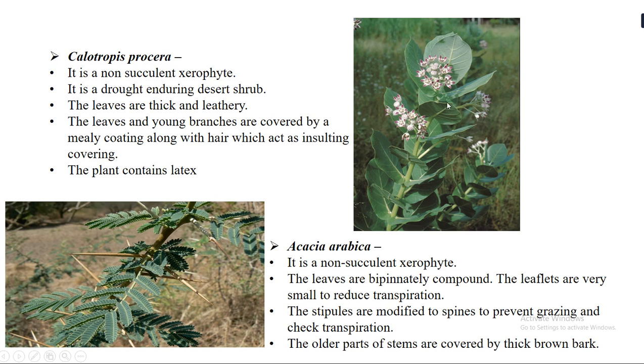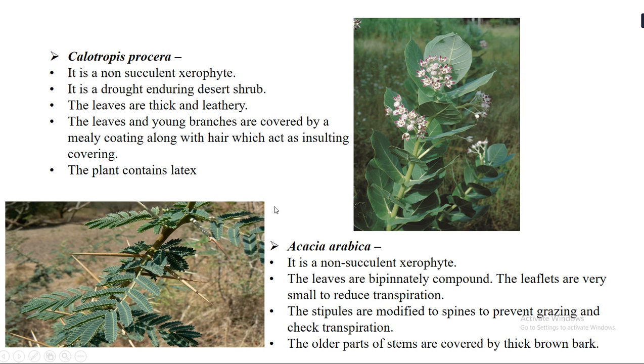And the leaves and the young branches are covered by a mealy coating. What is mealy coating? It is a waxy coating, and it also has tiny hair. The leaf and the branches are covered by tiny hair, and this hair and the mealy or waxy coating acts as an insulating covering. Okay, so it insulates the plant.